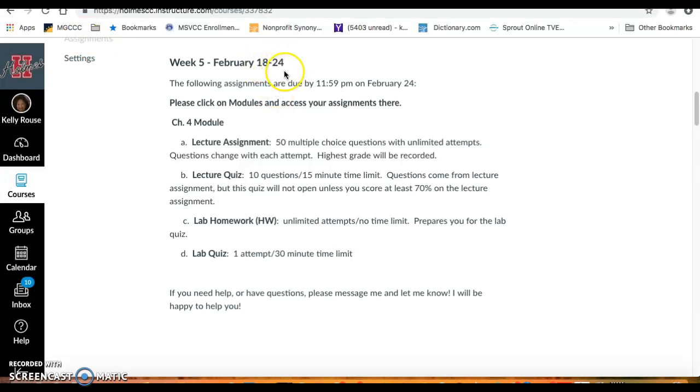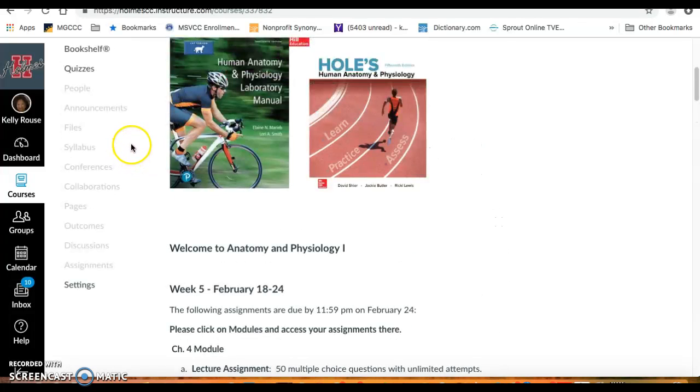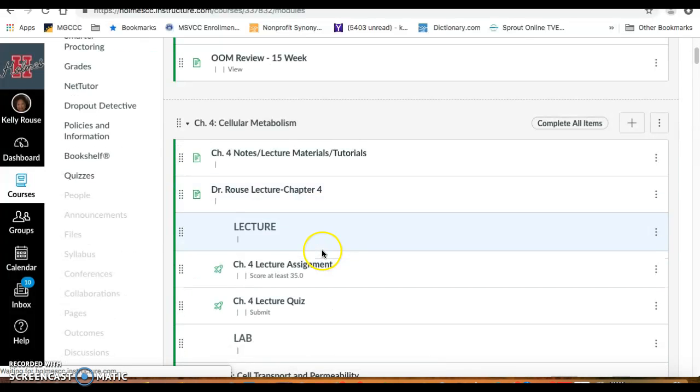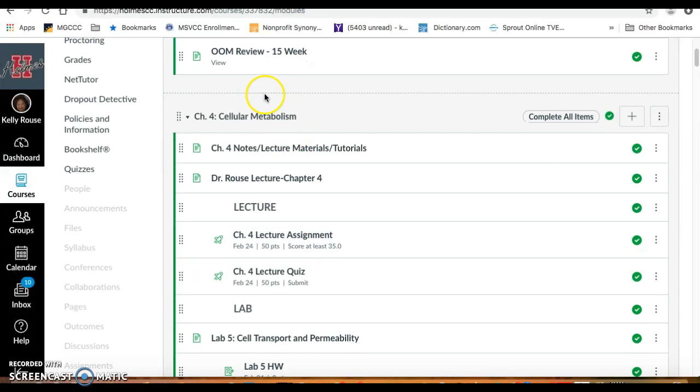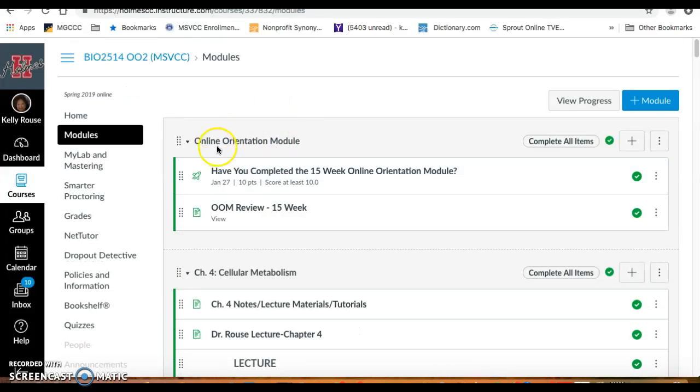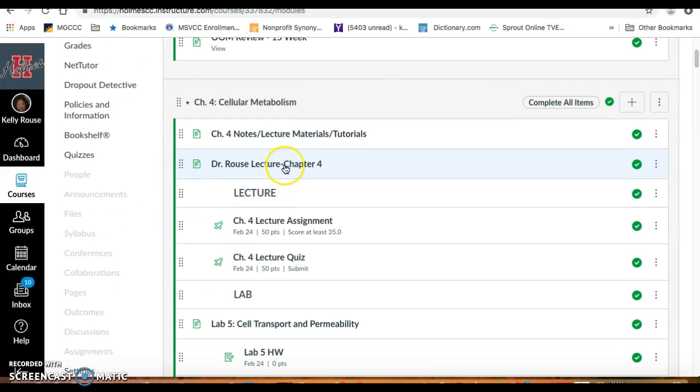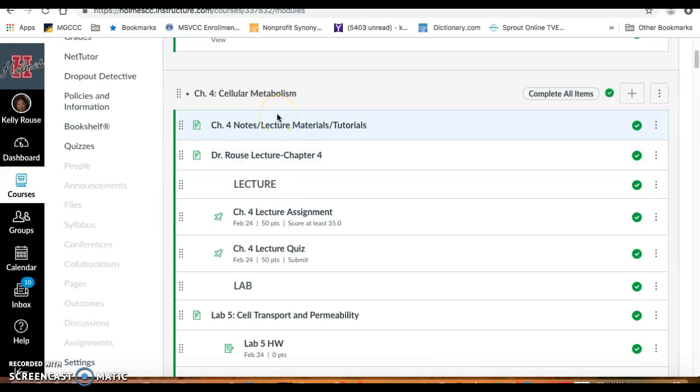This week, your assignments will be due on February 24th. This is week 5, and your assignments for this week include Module 4. When you go to Modules, you will see that I have moved Module 4 to the top. It's right underneath your online orientation module. And this week we will be discussing cellular metabolism.